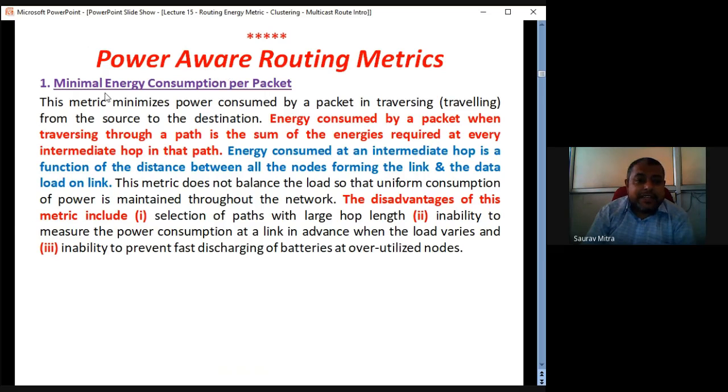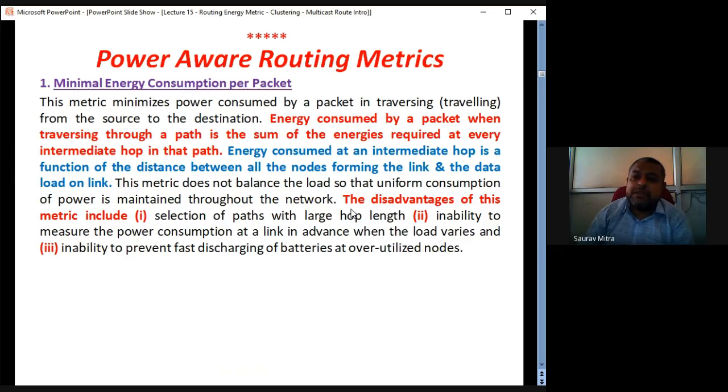So this metric, minimum energy consumption per packet, does not balance the load, so that uniform consumption of power is not maintained throughout the network. What is meant by balancing the load? Distributing the load over all the intermediate nodes in the network. That is what is called balancing the load. That means if there are 3 different paths from the sender to the receiver, don't repeatedly use only one path. In that case, all the nodes in that path get exhausted.